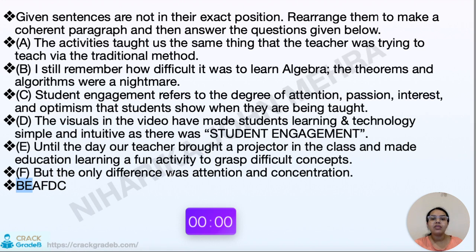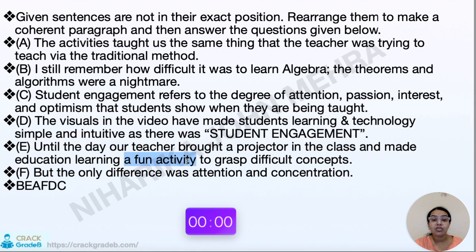but the only difference was attention and concentration. Go ahead and read. The only difference, and after but we have contrasting. So difference is mentioned before, but something positive has been given, then only I can say that the only negative point was so and so. So the activities taught us the same thing that the teacher was trying. The projector made education and learning a fun activity.